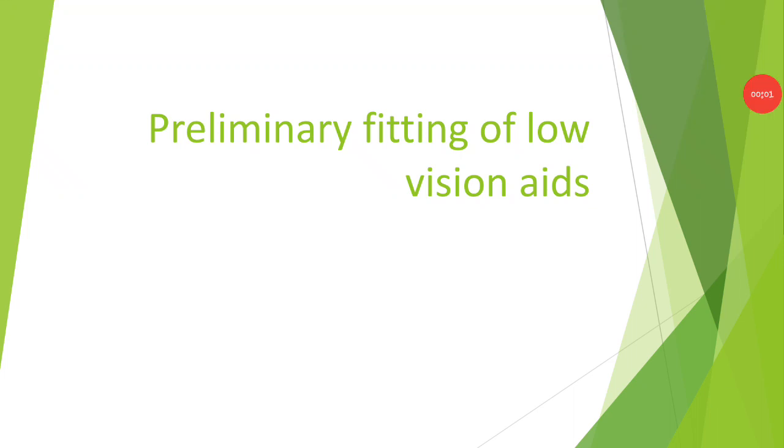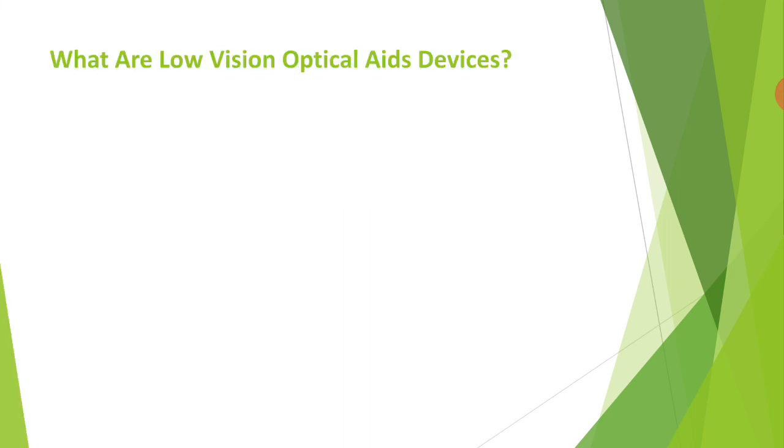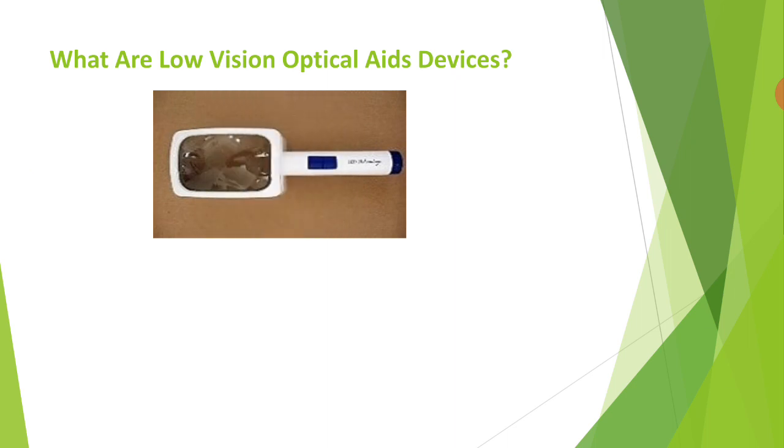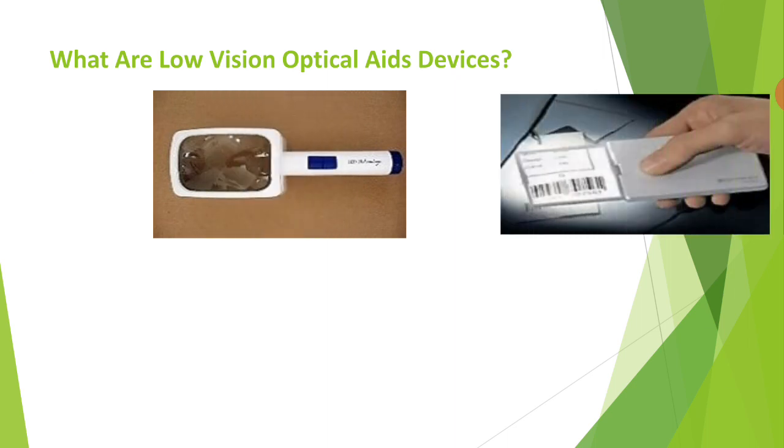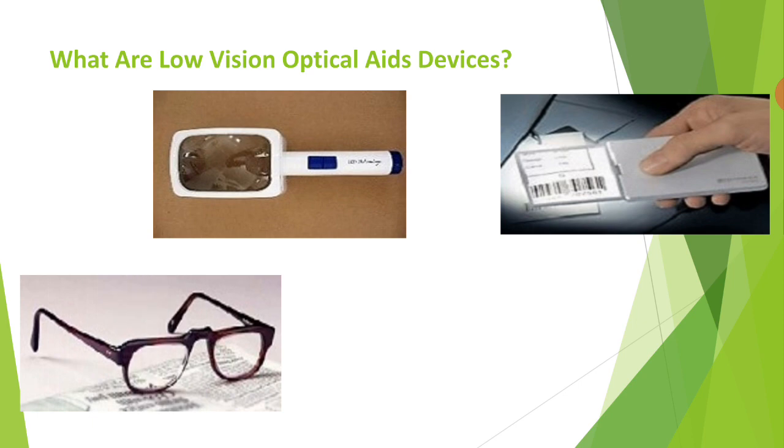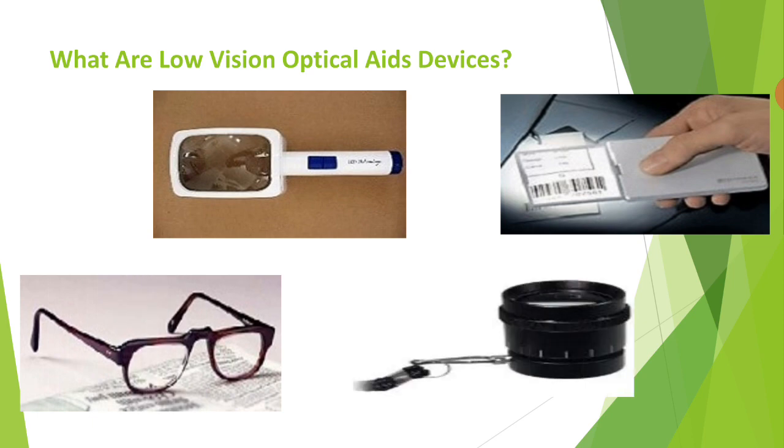Hi, good morning. Today, we will tackle the preliminary fitting of low vision aid devices. So what are low vision optical aid devices? Low vision optical aid devices include a variety of devices, such as stand and handheld magnifiers, strong magnifying reading glasses, and a small telescope. Because of these devices, the patient can be provided with greatly increased magnification power.